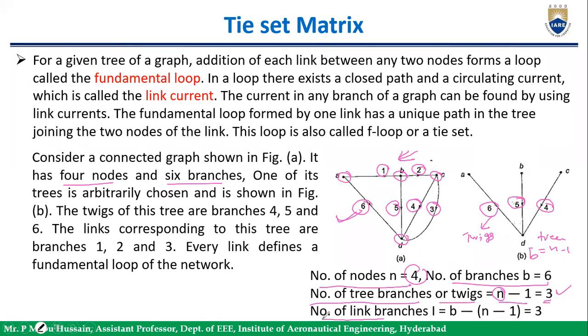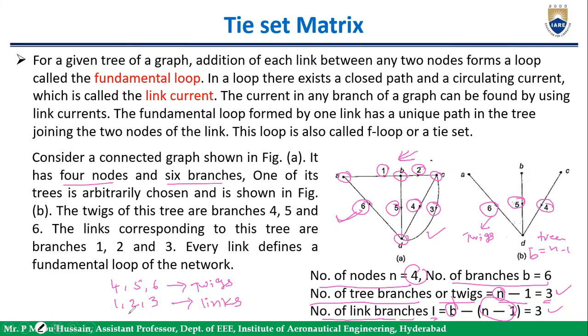The number of links L is equal to the total number of branches minus the total number of twigs. So 6 minus 3 will be 3. Remember that branches 4, 5, 6 are the branches of the tree, which are called the twigs, and the removed branches 1, 2, and 3 are the branches of the co-tree. So you can call them links.